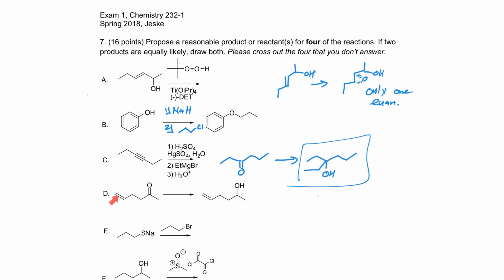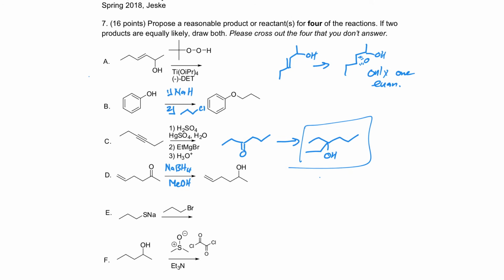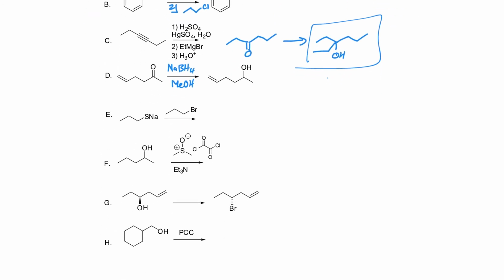For D, the change is taking the carbonyl to an alcohol. So all we have to do is reduce this. We don't need to use lithium aluminum hydride. We can use sodium borohydride and methanol mixed together. Those are proper reducing conditions for this molecule. Some students did get confused. They tried to use oxidizing conditions like chromic acid or Swern. Here they just mixed up the fact that we needed to reduce this ketone to make an alcohol.